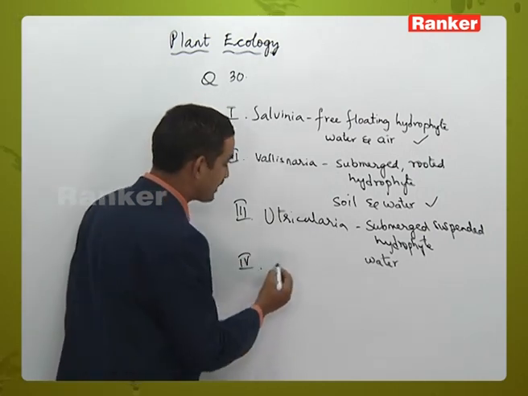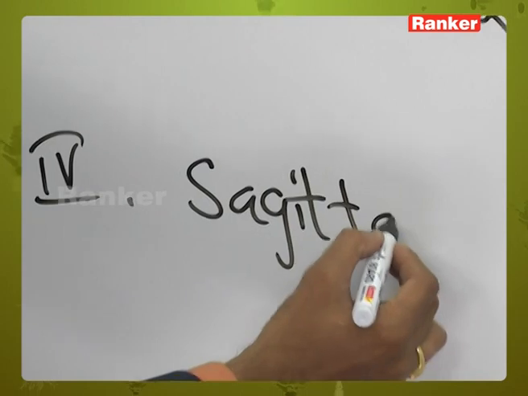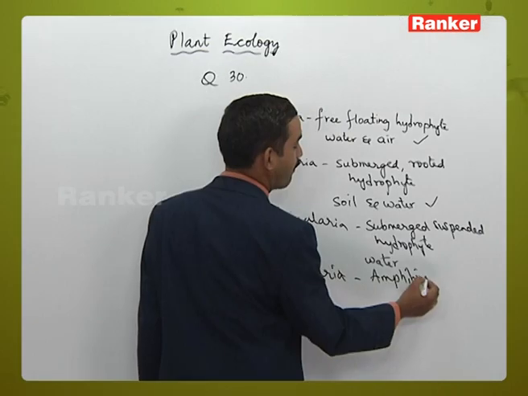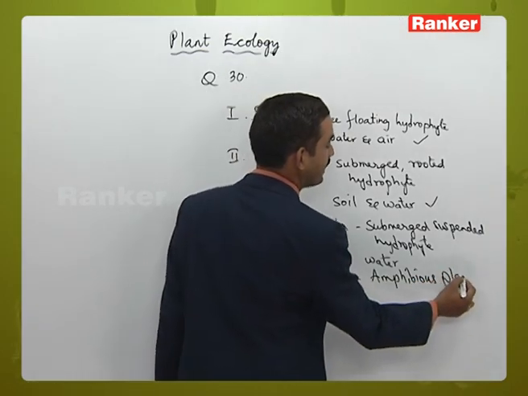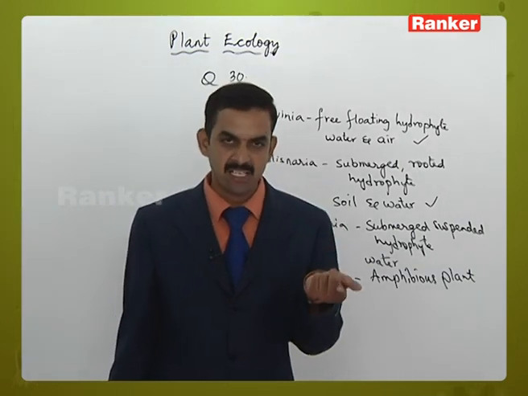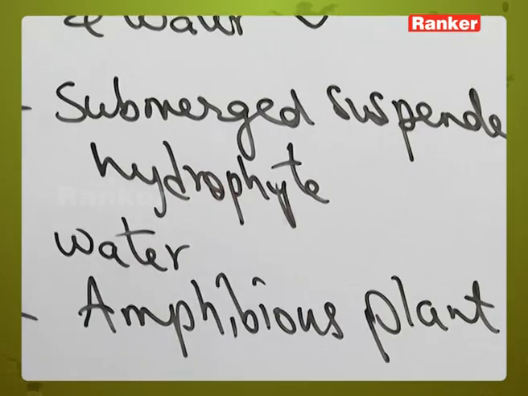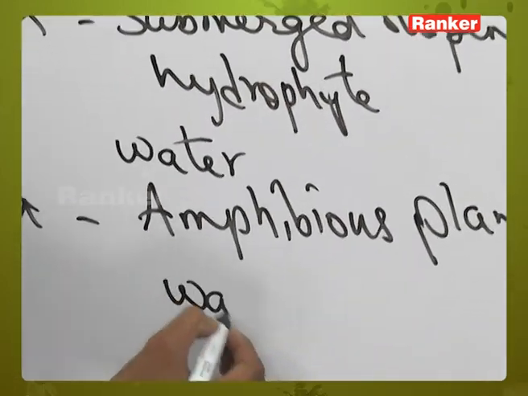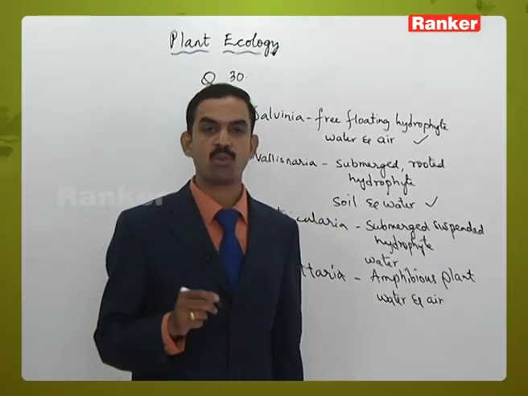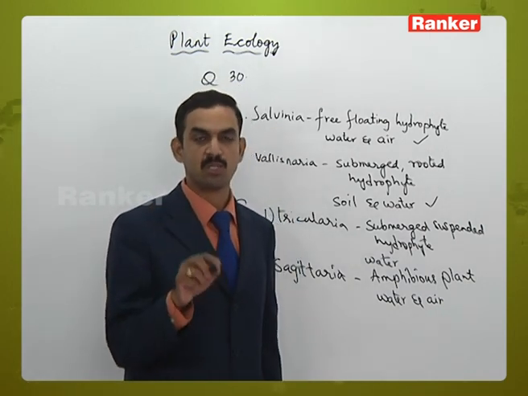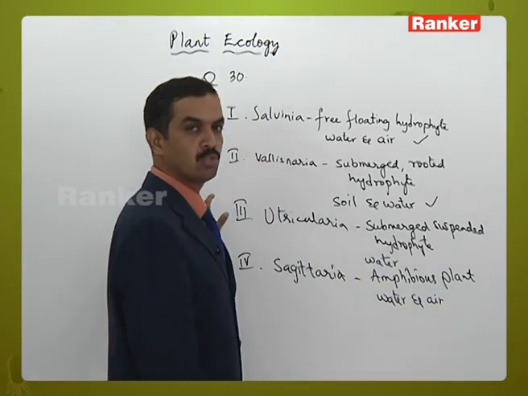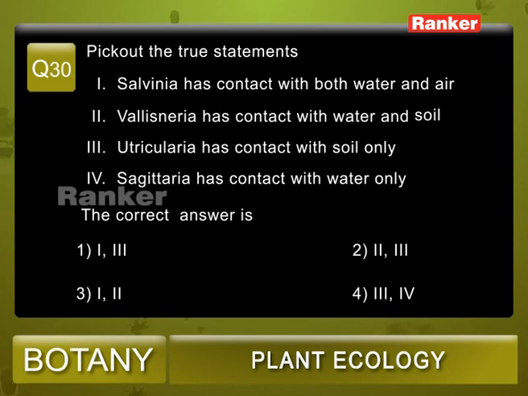The fourth one is related to the Sagittaria plant. Sagittaria is an amphibious plant. Amphibious plant means a plant which is partly present above the water and partly inside the water. When it is partly above the water, it has contact with air, and partly inside the water it has contact with water. So it has contact with both water and air. But in the question it is given as contact only with water, so that is also incorrect. So the true statements are only 1 and 2. Question number 30, the correct answer is 3.